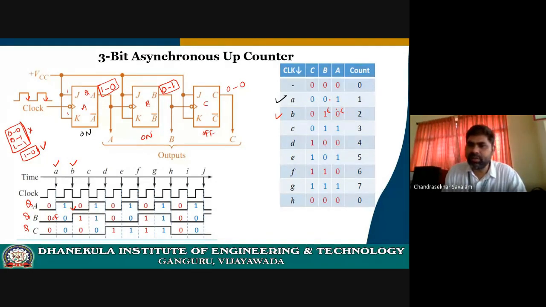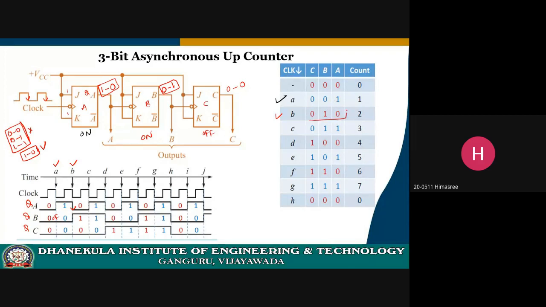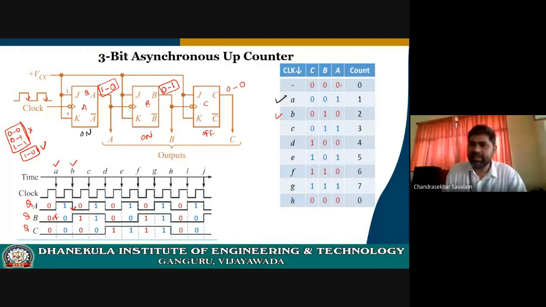So do you understand these, students? Yes, sir. B transition. So this is changed here, no change. This one is changed here. This one is changed here. Okay. Now we are going to have the operation of the third time instant, the third clock.